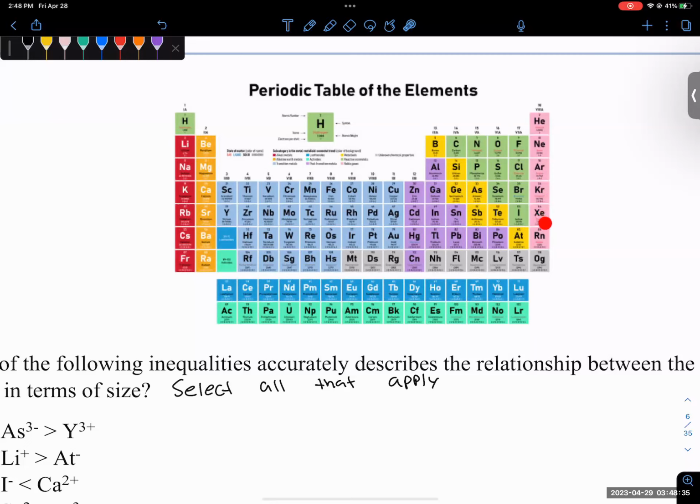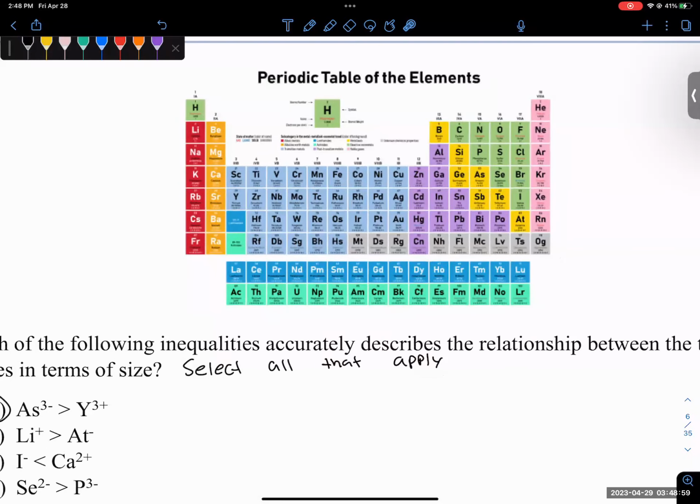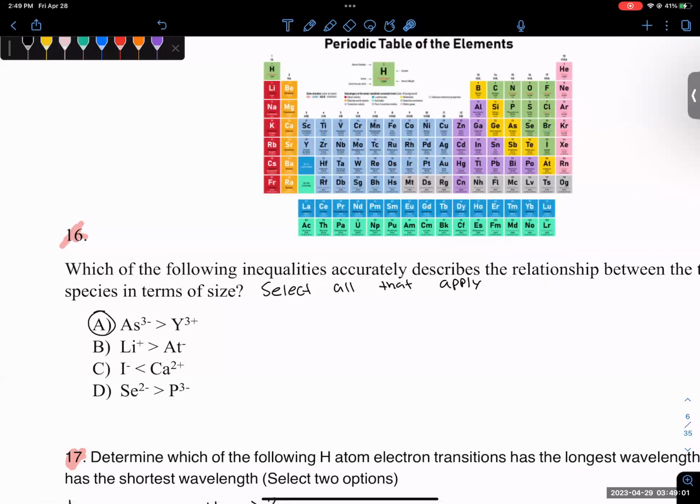Radon, because it's further down on the periodic table, meaning it has a lot more energy levels stacked on top of each other, and you can kind of just think of them as layers of something, like an onion. The more layers you have around the onion, the bigger the onion's going to get. So we can see that lithium plus is going to be much smaller than astatine with the -1 charge. But answer choice B says that lithium plus is larger than astatine, so that's wrong. So that makes sense for everyone.